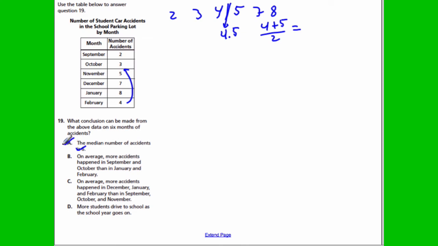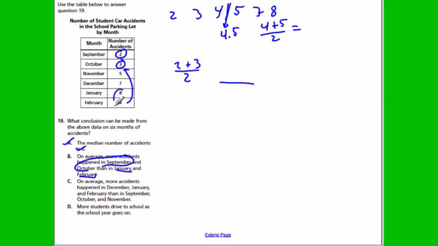So A won't work. Part B, on average, more accidents happen in September and October than January and February. All right, so let's look at September and October. September had 2, October had 3. So 2 plus 3 cut in half. How does that compare, we'll find out, to January and February?